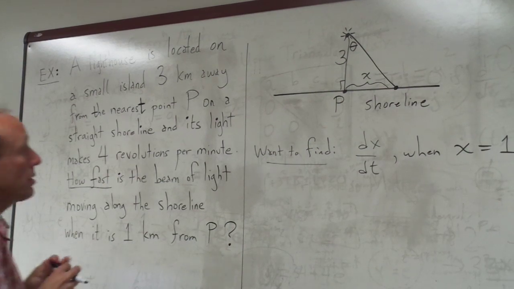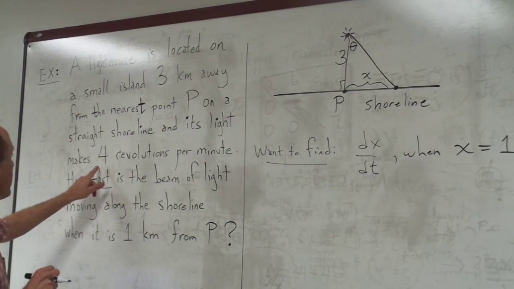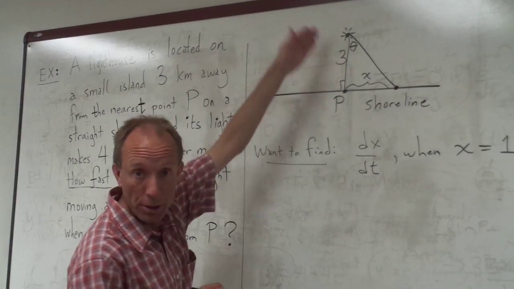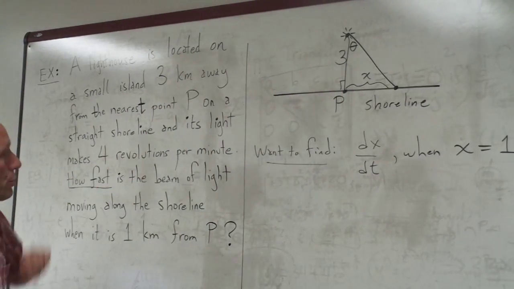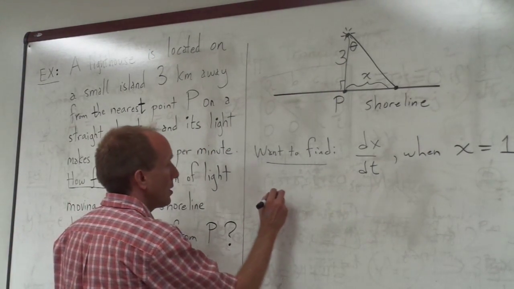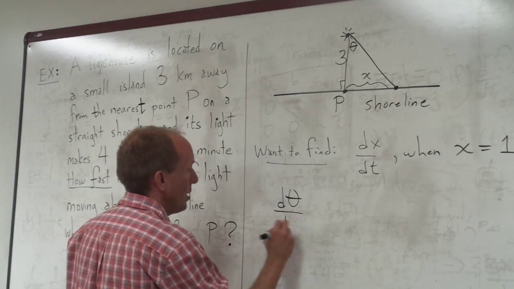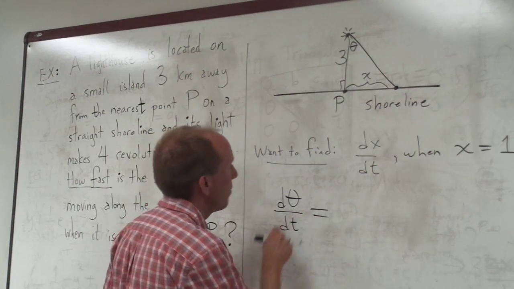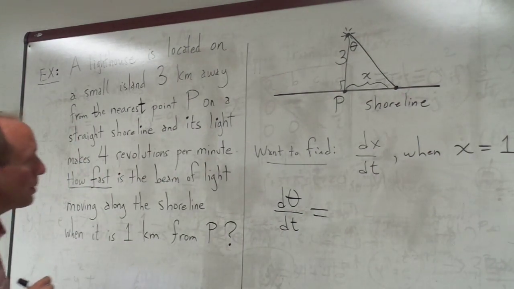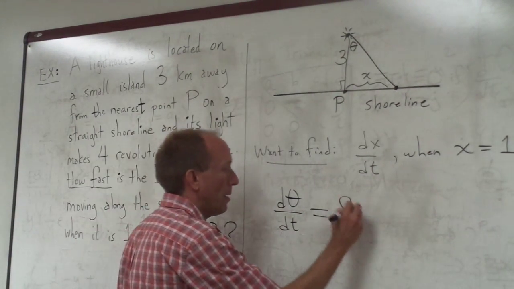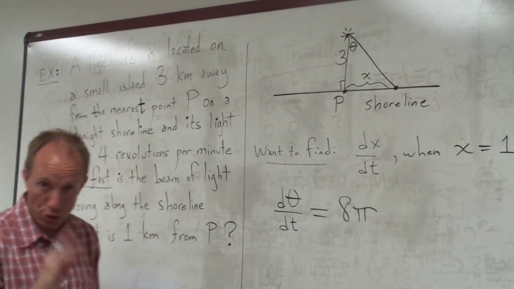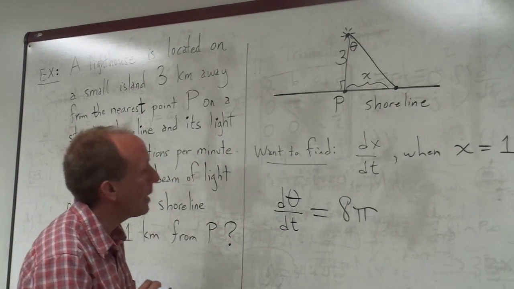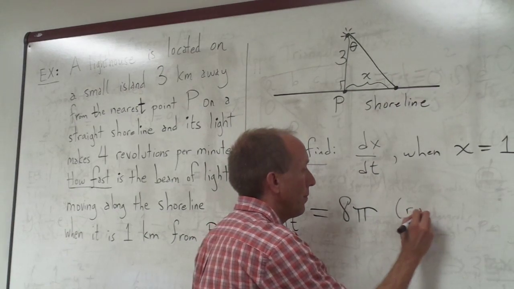Well, obviously we know the 3 kilometers. The light makes 4 revolutions per minute. That really just means that every minute, I'm going to measure time in minutes in this problem, okay? The rate of change of the angle with respect to time would then be 8 pi, right? 8 pi. And we're measuring it in radians right now, okay? It's radians. Great.